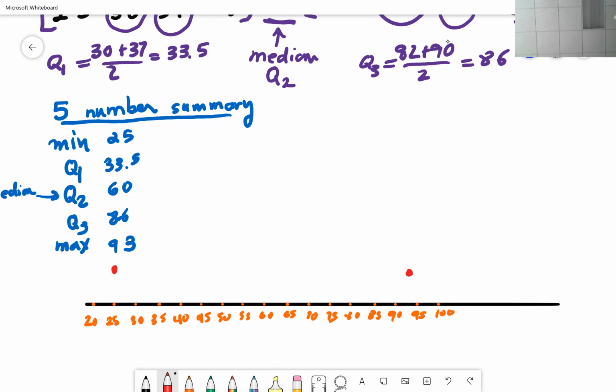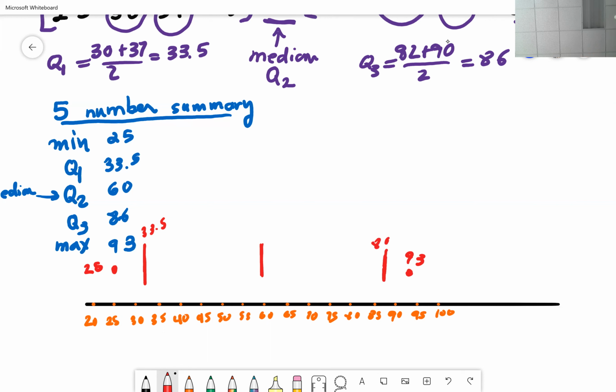Okay, so I put a dot at 25, and I put a dot at 93. Some people like to write the number here. And the first quartile is 33.5, so I make a line there like this. And then 60, I make another line. And at 86, I make another line, and I put 86.